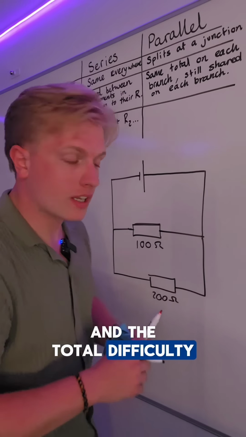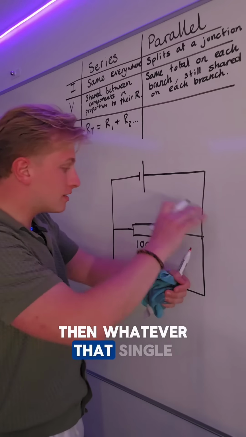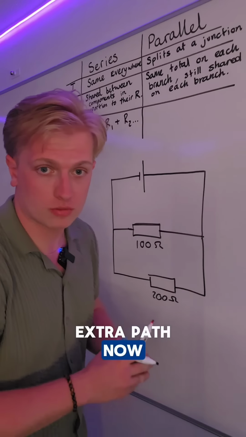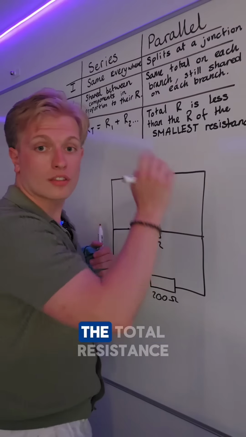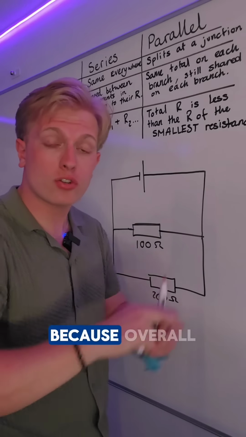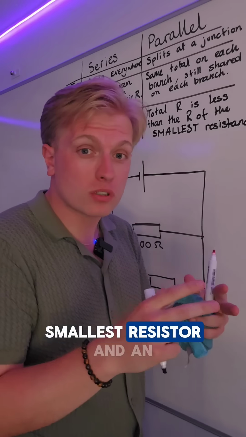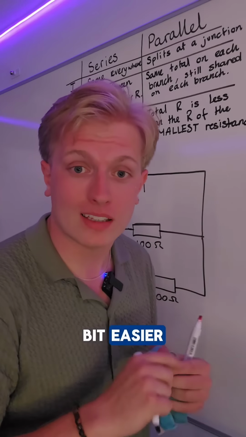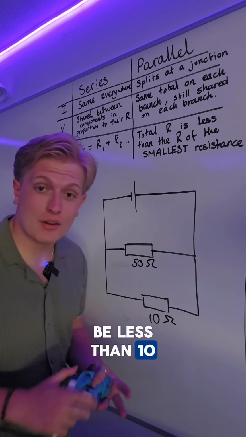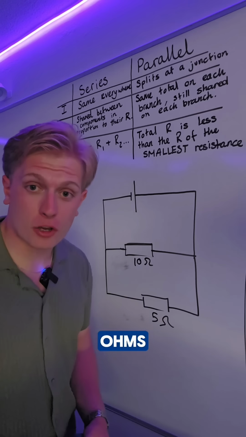And the total difficulty is a bit less than whatever that single individual branch would be just by itself, since you've added an extra path now. So in word form, we say the total resistance is less than the resistance of the smallest resistor, because overall it's like having the smallest resistor and an extra path that makes it a bit easier. So in this case, it would be less than 100 ohms. In this case, it would be less than 10 ohms. In this case, it would be less than 5 ohms. Do you get the picture?